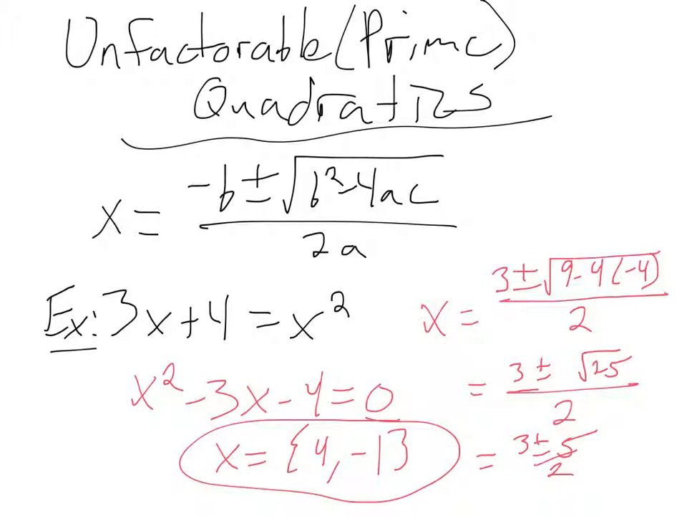So that is more or less it, though sometimes we get screwy answers, right? And by screwy, I mean we end up with situations where we have numbers that are not real numbers, right?